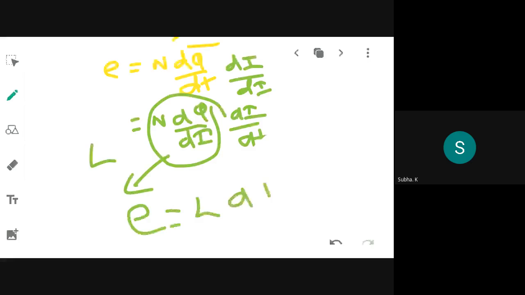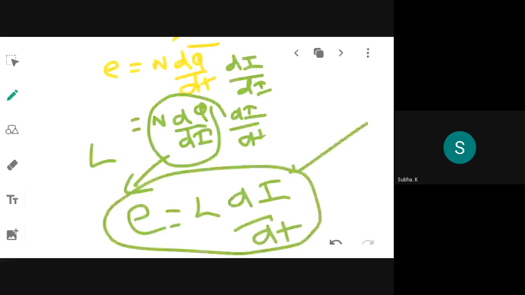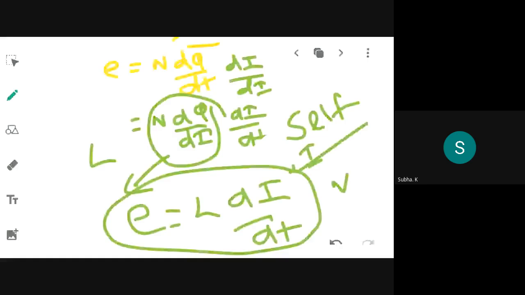This is the formula for what EMF? What is the name of the EMF? Self-induced EMF. Okay, this is how we derive the equation for self-induced EMF. E is equal to L into di by dt. Make a note of this formula also. While solving problems, we will need it.